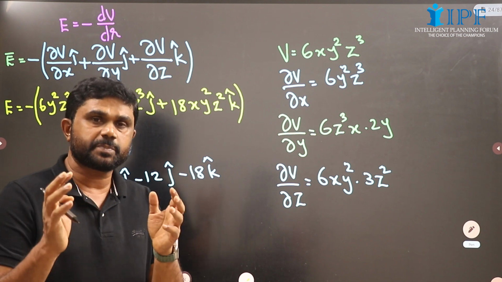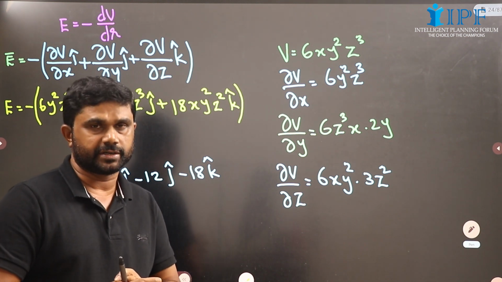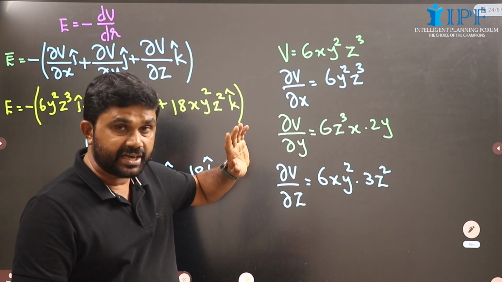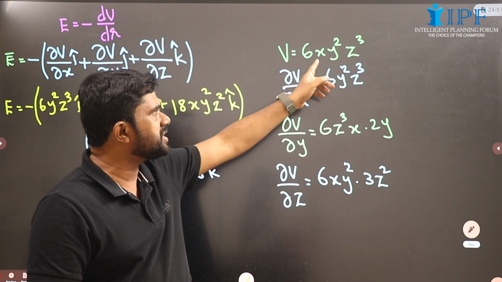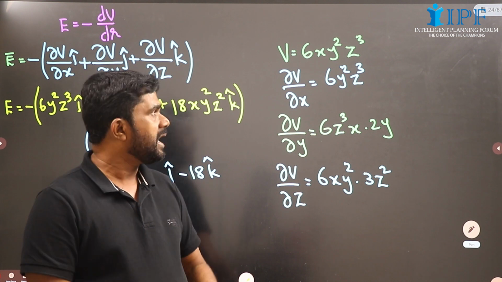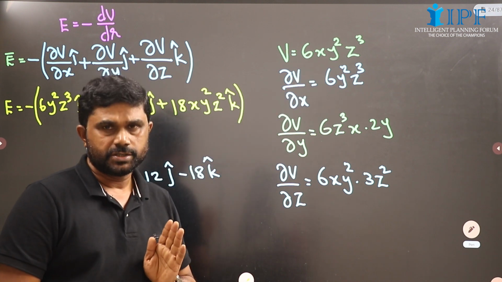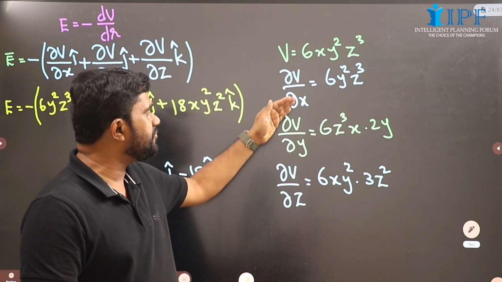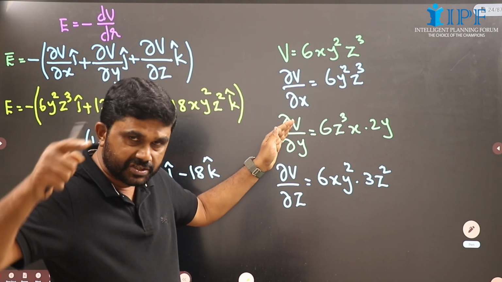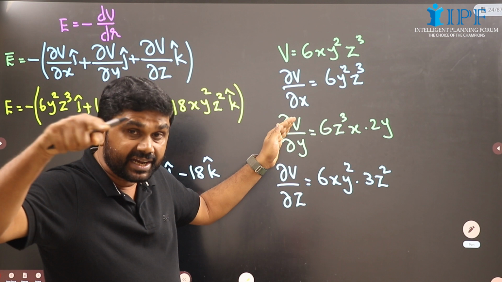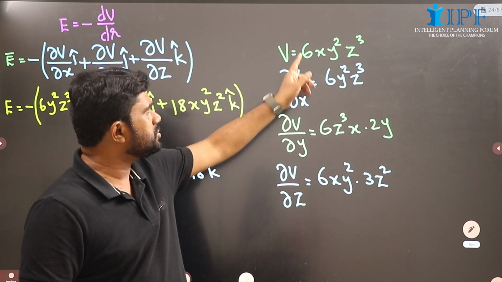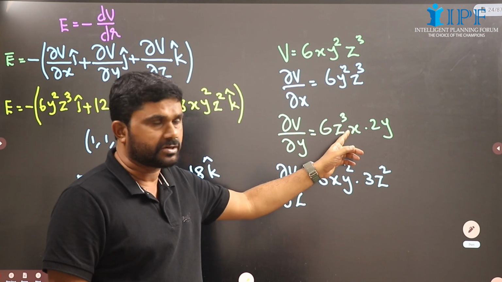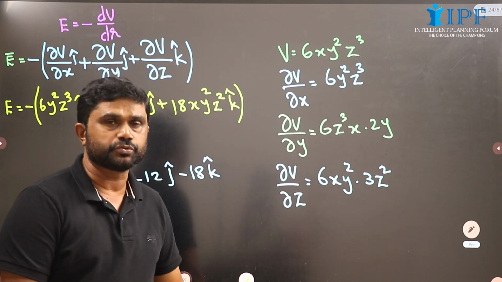What is the expression for the intensity of electric field? First, we have to differentiate with respect to x by keeping y and z constants. So 6y square z cube is constant, and the differential of x will be 1. So 6y square z cube into 1. Now let's find del V by del y. We have to differentiate with respect to y. Z and x are constants. So 6x z cube is constant. Differential of y square is 2y.